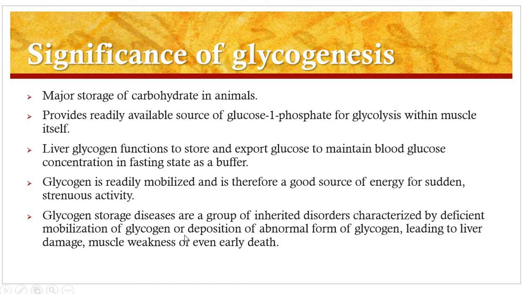Glycogen storage diseases are a group of inherited disorders characterized by deficient mobilization of glycogen or deposition of an abnormal form of glycogen, which may lead to liver damage, muscle weakness, or even early death. So all these are the significance of glycogenesis.